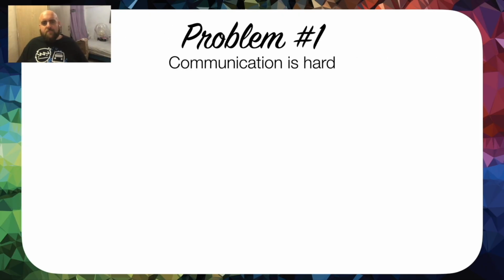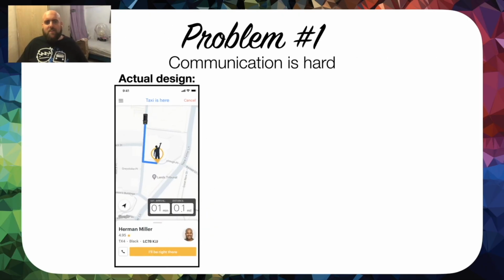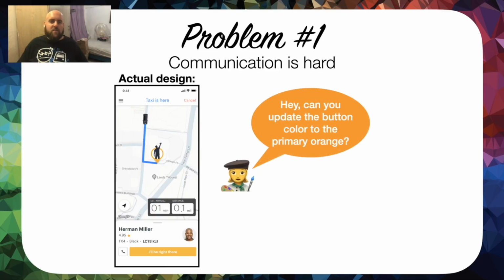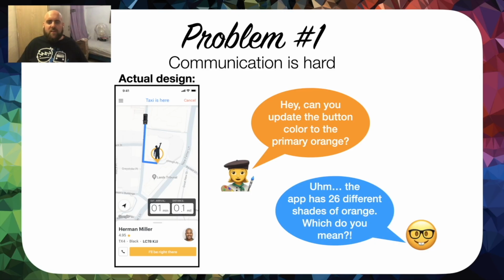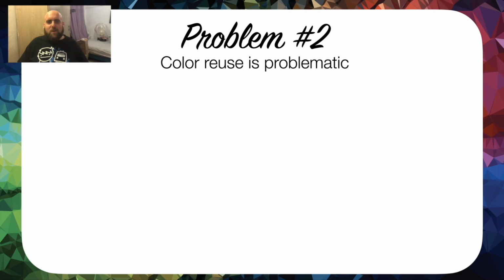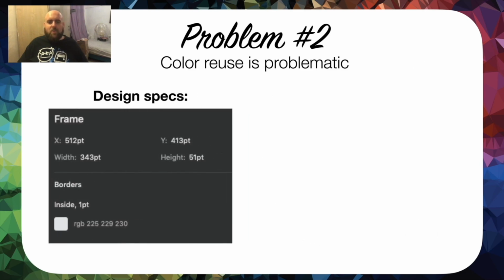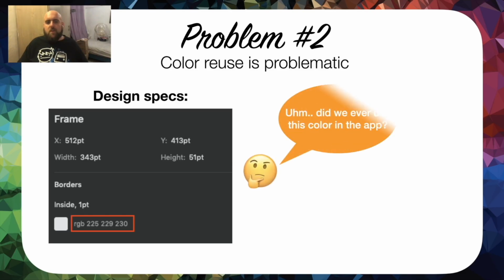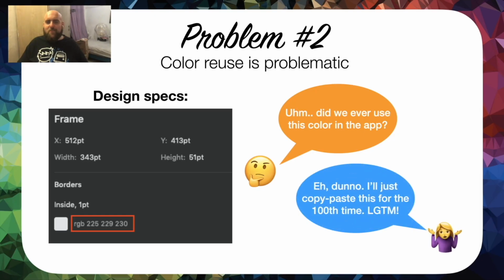So the first one is communication is super, super hard. If we have a design, and designers would say, hey, can you update the button color to the primary orange color? The developer would basically just say, the app has like 26 different shades of color. I have no idea which shade of color you're referring to. We both cried out a bit. The second problem is that the color reuse was quite problematic. We would have Zeplin specs with designs with these RGB numbers, or ARGB for our Android teams, and we would ask ourselves, did we ever use this color in the app before? And when we didn't care enough, developers would just say, okay, I'll just copy paste this for the 1000th time.